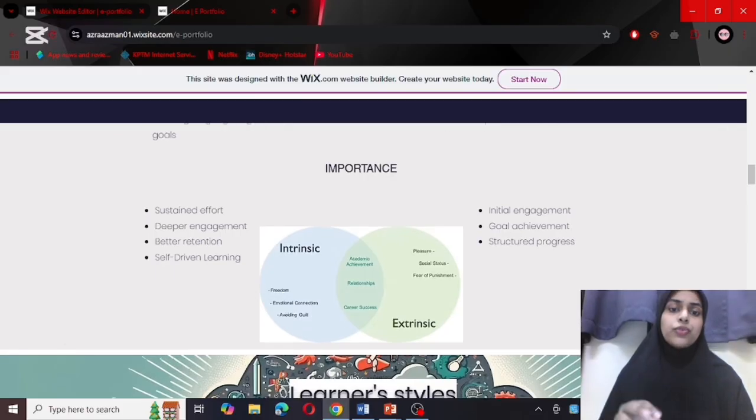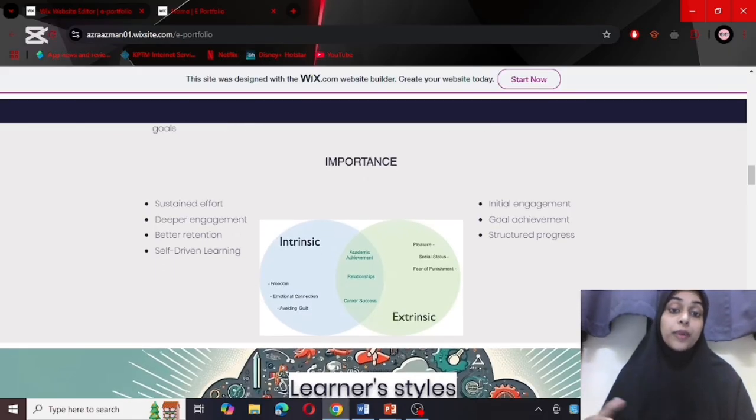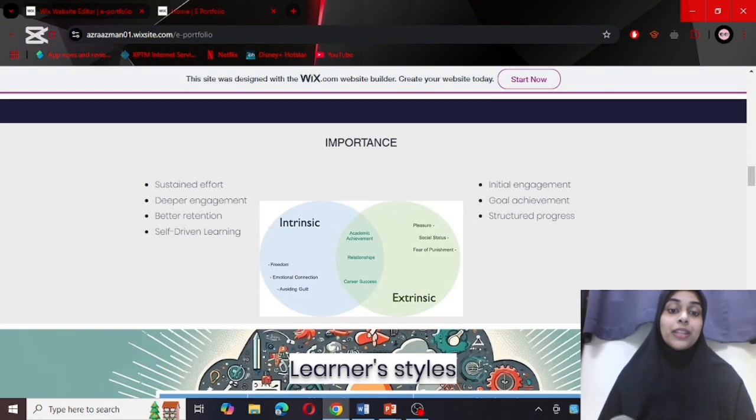For example, a student who finds joy in reading is likely to remember new words better, while someone motivated by a test deadline will study hard to ensure they retain the material. So that's the difference. So for the extrinsic motivation, the first one we can see, it says initial engagement.